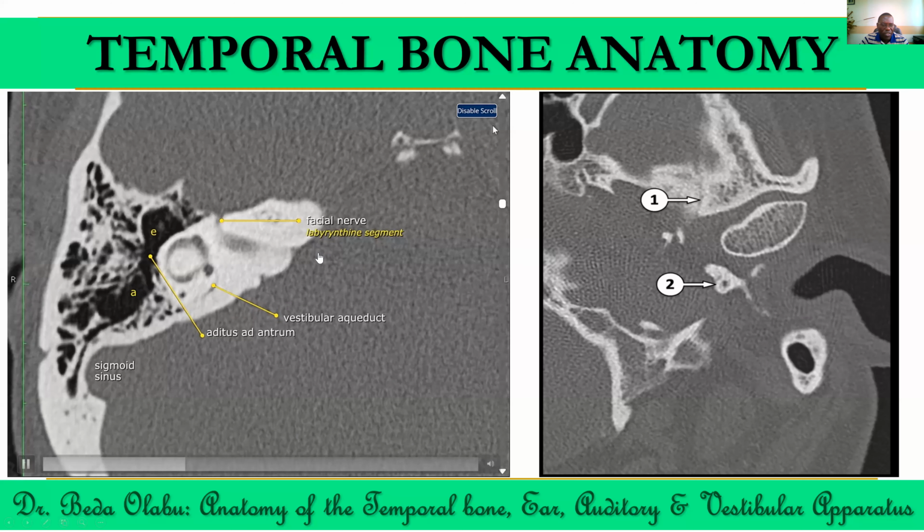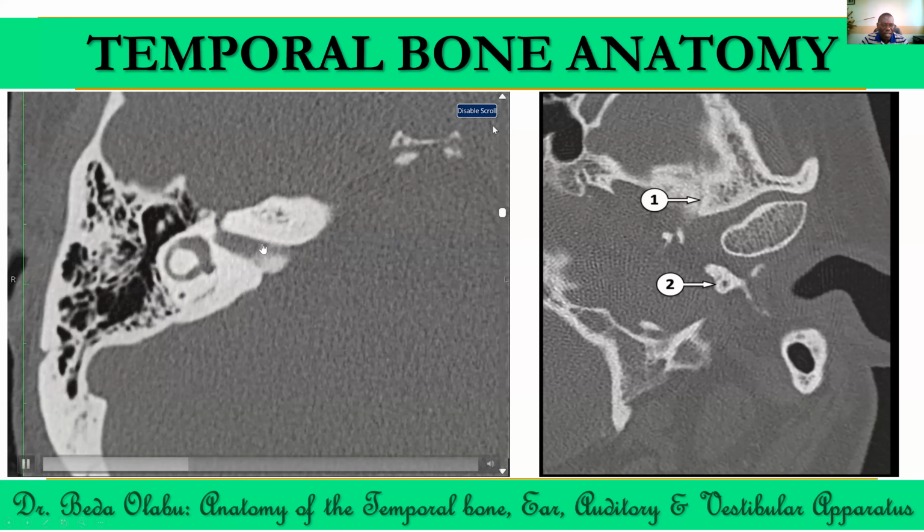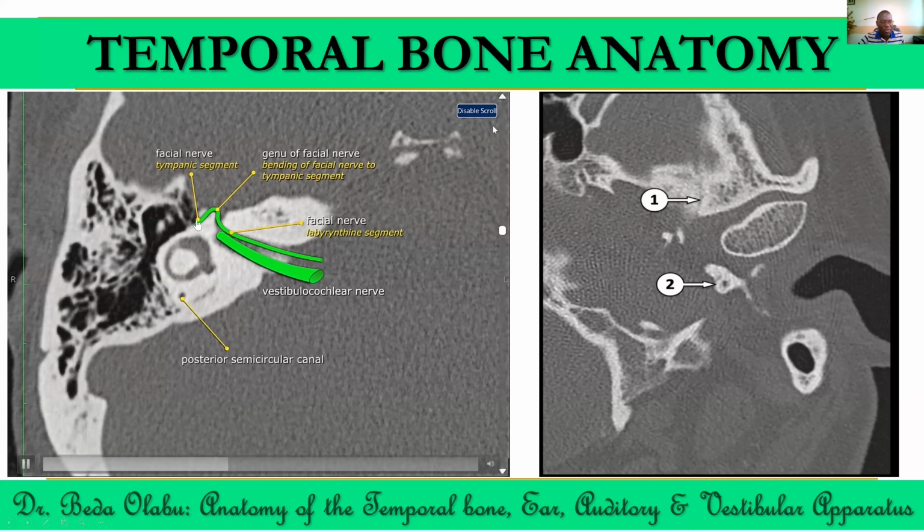Here we are seeing the facial nerve entering through the internal auditory meatus. So this one here is the internal auditory meatus. The labyrinthine part of the facial nerve will pass through there. Remember, it will turn at some point at the genu, and that green line shows you the outline of the facial nerve. Then it becomes the tympanic part of the facial nerve, lying on the medial wall of the tympanic cavity.